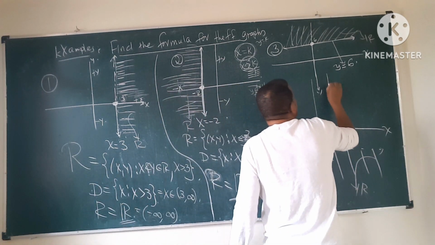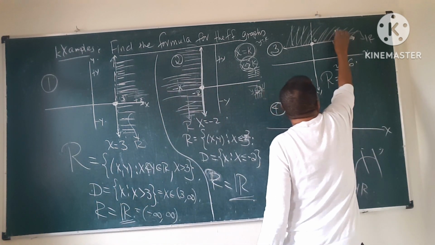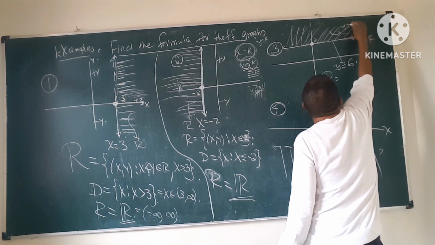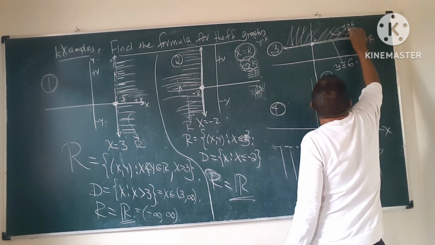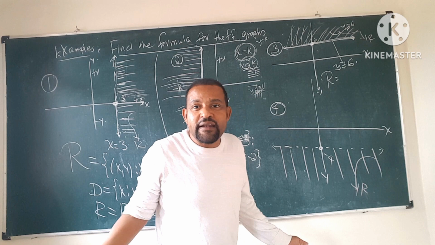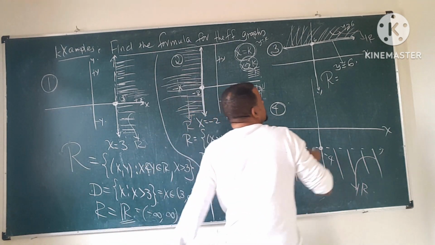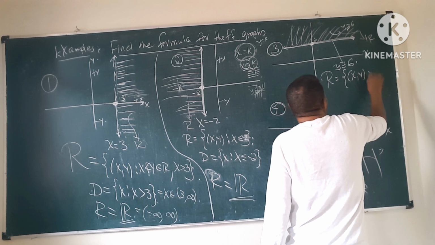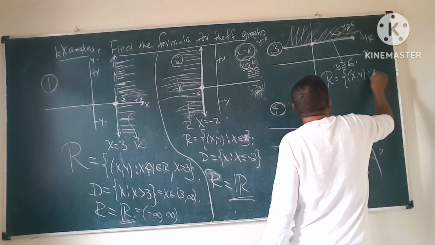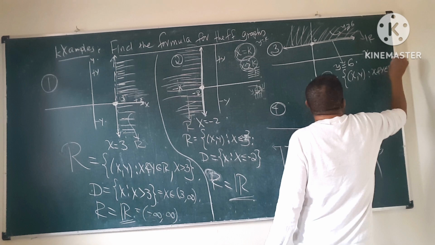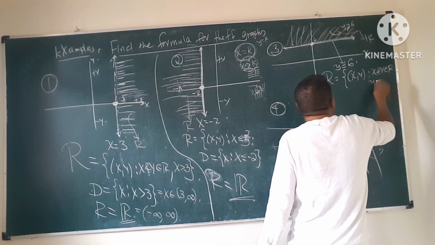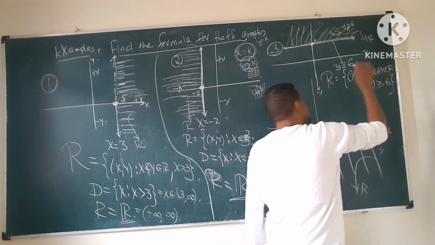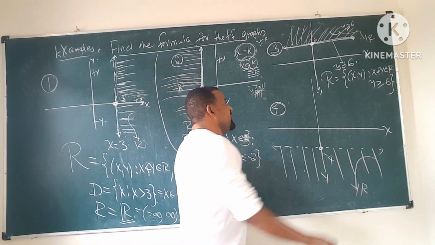So our relation is here. This area is y greater than 6, and since it is a solid line, we use greater than or equal to. So R is equal to the set of all ordered pairs of x, y such that x and y are coming from the set of real numbers and y is greater than or equal to 6. Okay, so what's the domain?